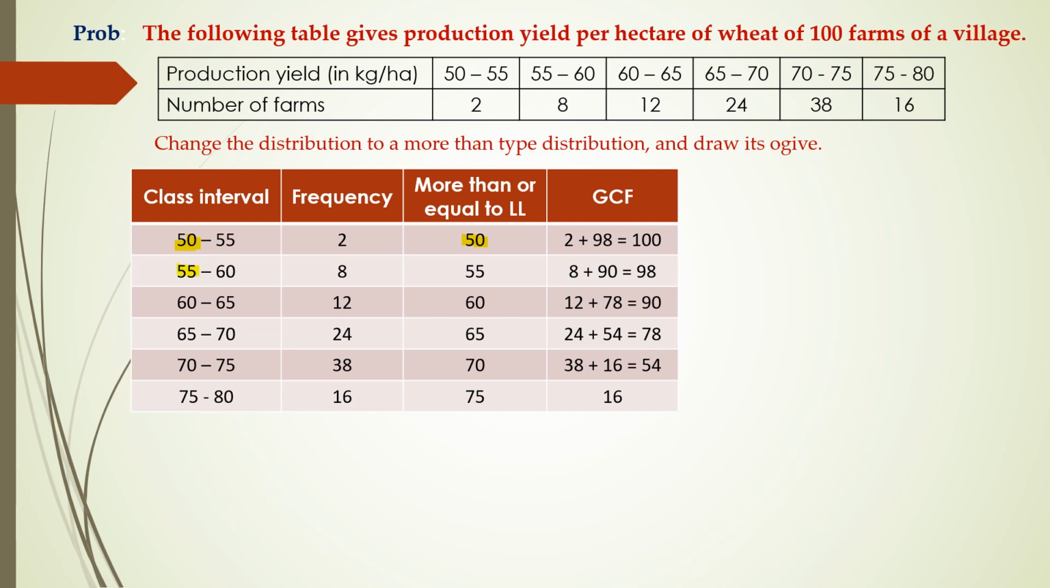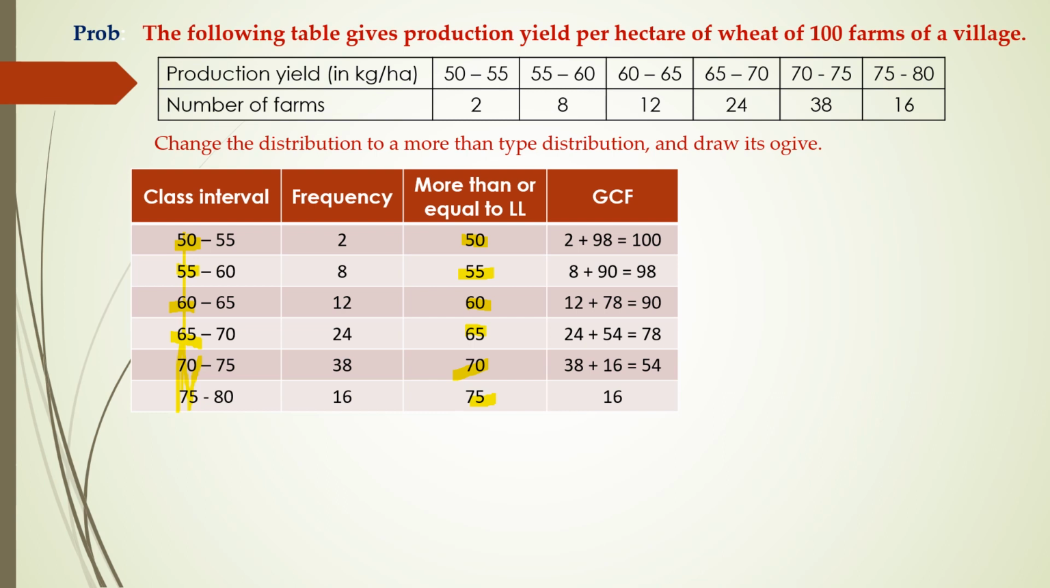The second class interval lower limit is 55. Copy 55 here. More than 55. This is 60. More than 60. 65 is the lower limit of this class, therefore copy 65 here. Similarly, the remaining two also can be copied. Simply, in the third column use lower limits from the class intervals. You have to make use of lower limits from the class intervals.